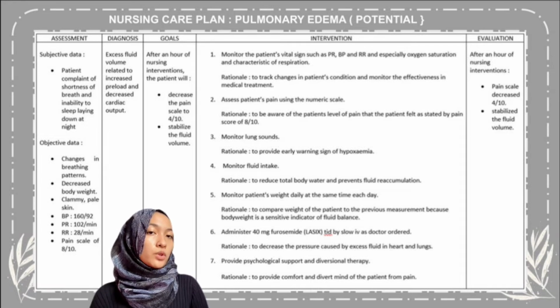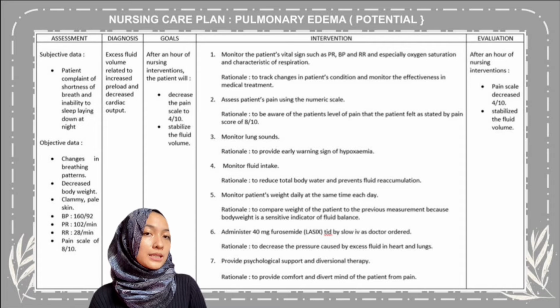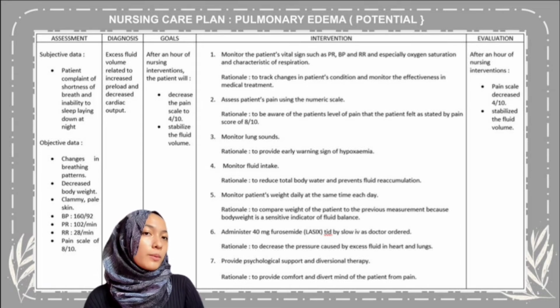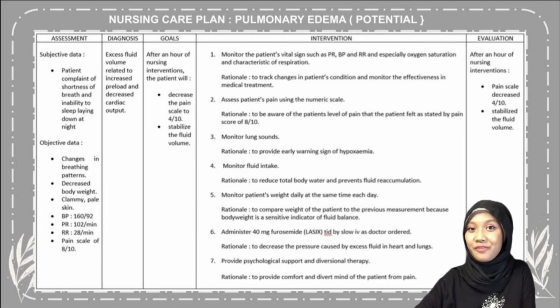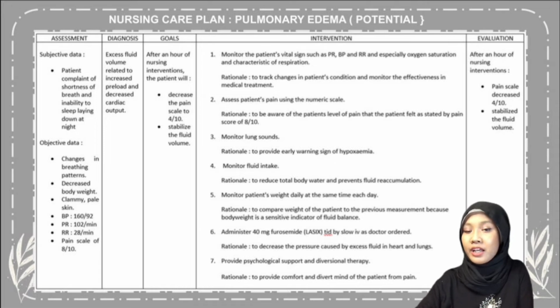Patient pain was also assessed using pain assessment tools such as the numerical rating scale and visual analog scale. The pain score documented is high, which is 8 per 10. Next, I'll explain the goals. After an hour of nursing intervention, the patient will firstly decrease the pain scale to 4/10. After that, the goal is that the patient can stabilize the fluid volume.